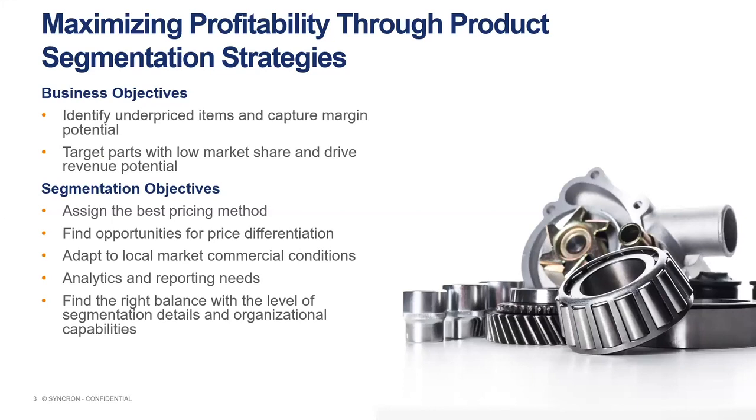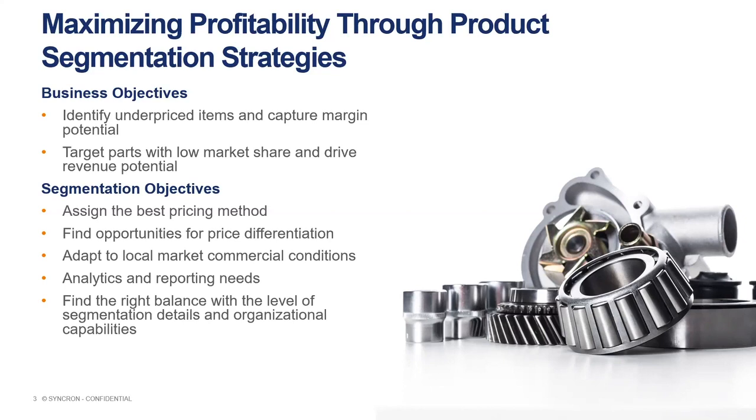So of course, the business objectives are there. We need to identify underpriced items and understand where we have a margin potential. This is really the key. Where do we bring value and where do we not really capture that margin potential? Likewise, we need to understand where we have overpriced. As a result, we have low market share, and there is a potential to drive revenue from these specific segments.